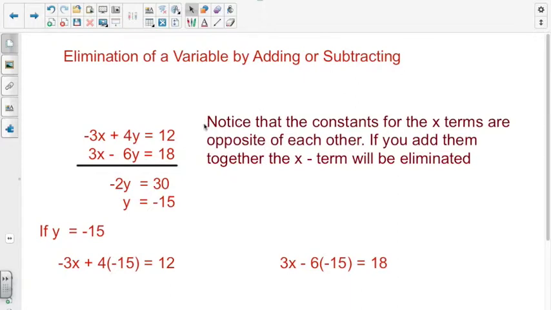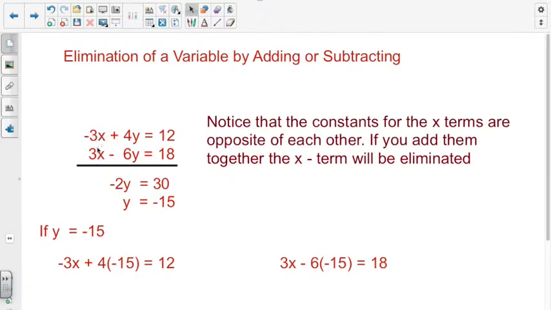Now in this situation, we're going to find a constant in front of the same variable that's exactly the same. In this case, I have 3x and negative 3x. So I have a variable here, x, with the constant in front of it exactly the same. So I can solve this by just adding these two equations together. Now what happens when I add the two equations together?